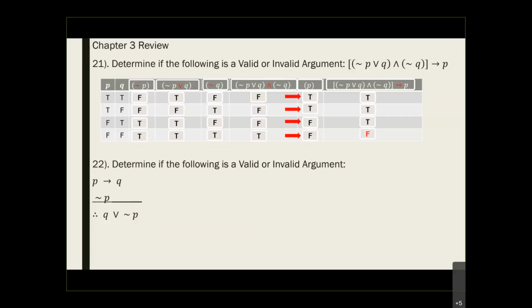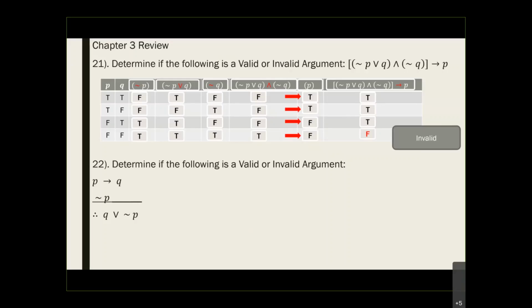In the last row, the first thing is true and the second one is false. That's why this item is false. And as long as one of them is false, as long as it's not a tautology, we say that this is an invalid argument, right?